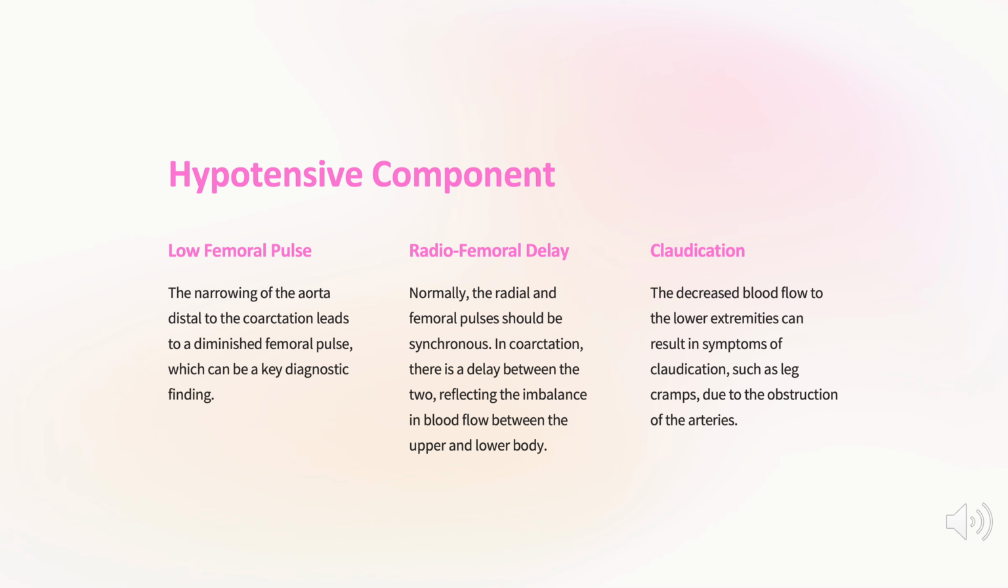Ordinarily, radial and femoral pulses should synchronize. However, in coarctation, there's a noticeable delay between these pulses, indicating an imbalance in blood flow distribution between the upper and lower body. Furthermore, claudication may present as a symptom due to decreased blood flow to the lower extremities. Patients may experience leg cramps and discomfort, highlighting the obstruction of arteries in this region.